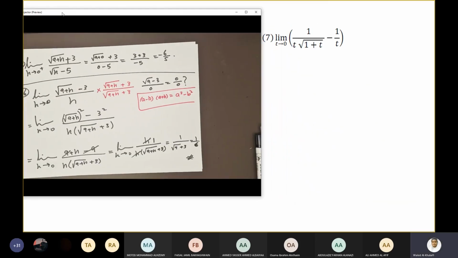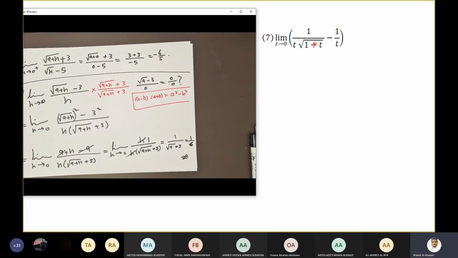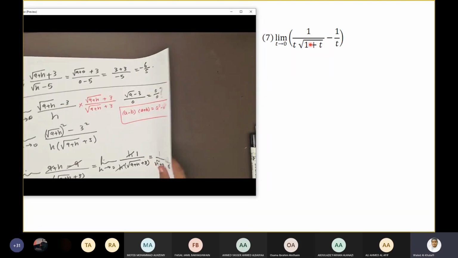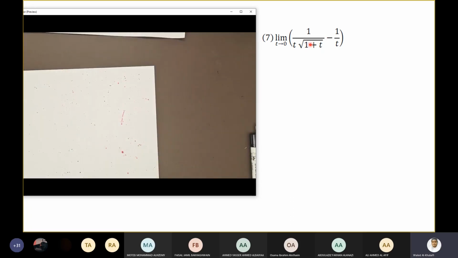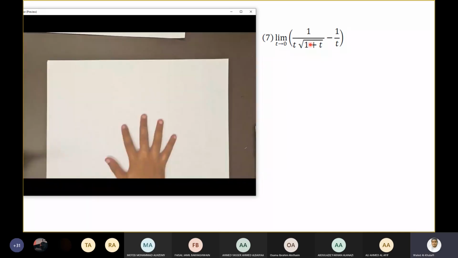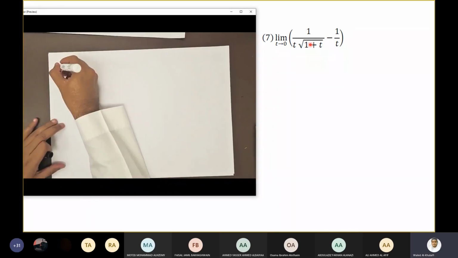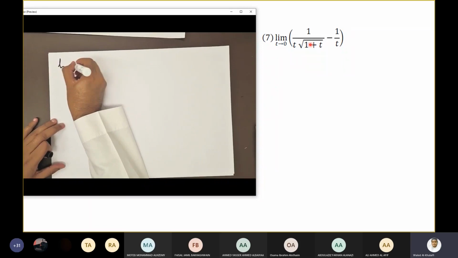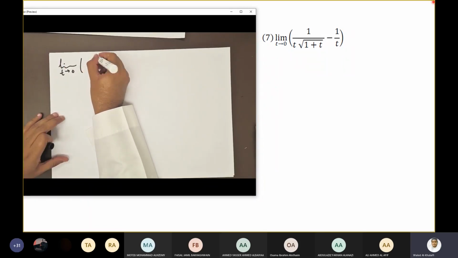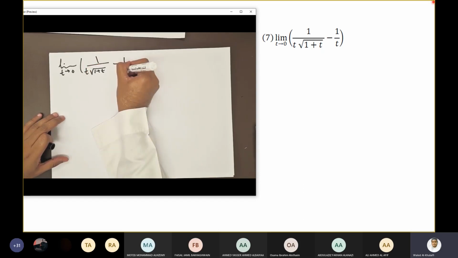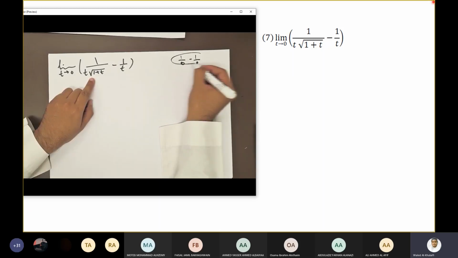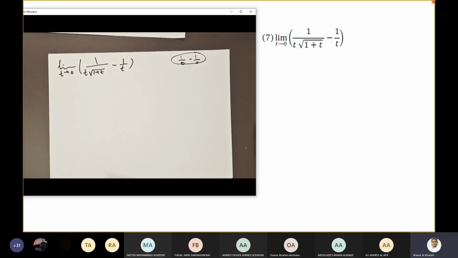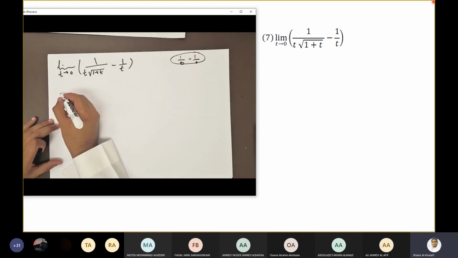The next problem, which is number 7: find the limit of this. Basically, the first step is to substitute. When you substitute, the limit as t approaches 0 of 1 over t root 1 plus t minus 1 over t, when I substitute 0, I will have 1 over 0 minus 1 over 0. That is not pleasant, not clear. So we have to do something.